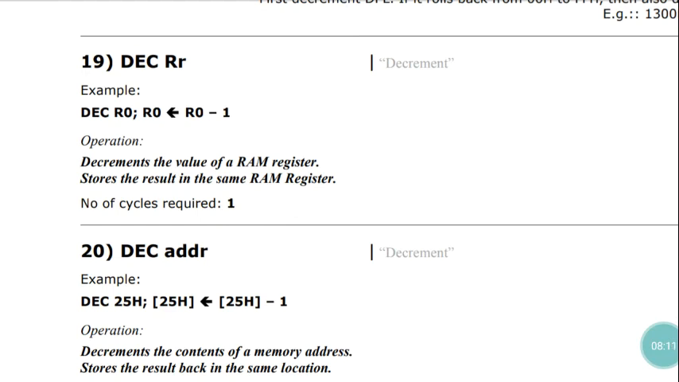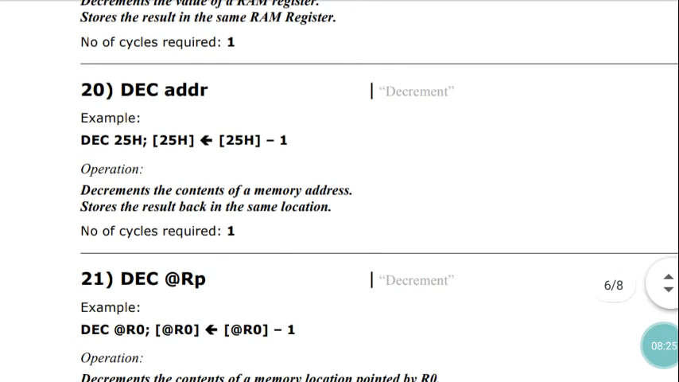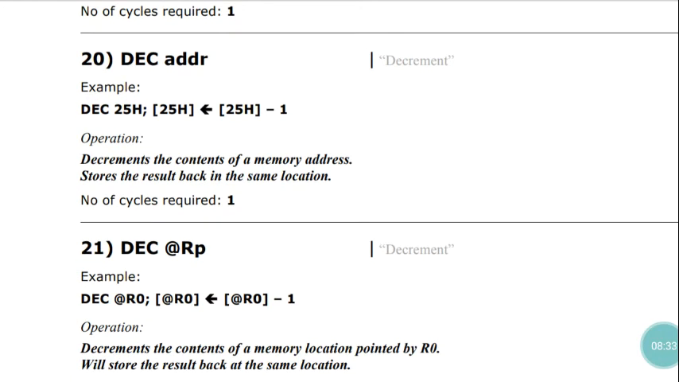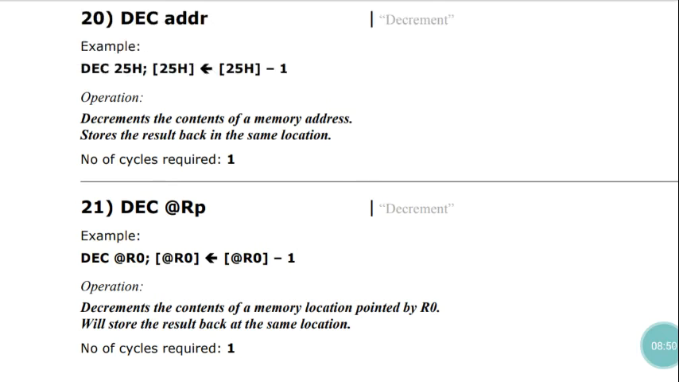Here I am taking the example DEC R0. Suppose R0 has the value 4. If you perform this operation, the value of R0 becomes 3, and then the value 3 is stored into the register R0 itself. Next, decrement ADDR. Whatever value is present at this address is decremented, and again that value is saved into the same memory location. Suppose in this example, DEC 25H. Suppose 25H is the address, and at that address I have stored the value 3. After performing this operation, the value stored at location 25 becomes 2. It decrements the contents of the memory address and stores the result back in the same location.